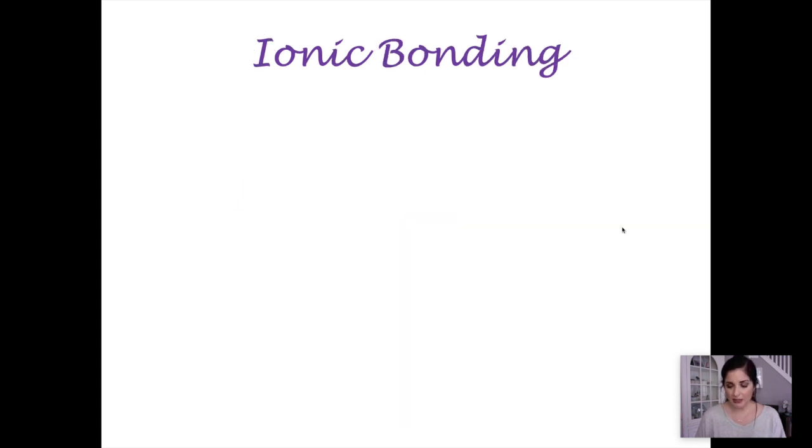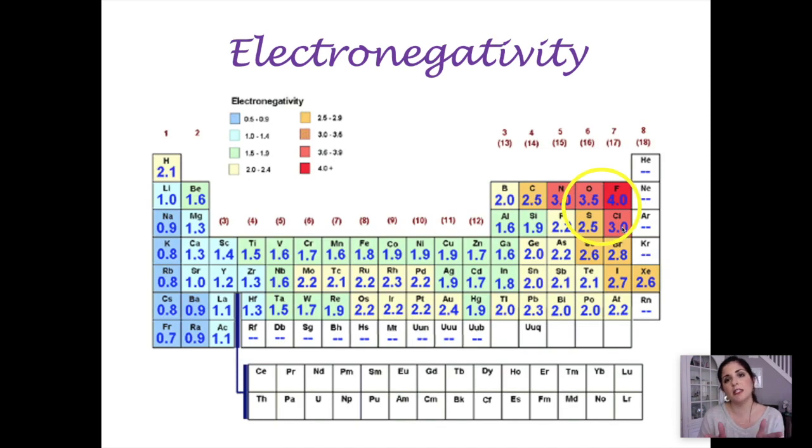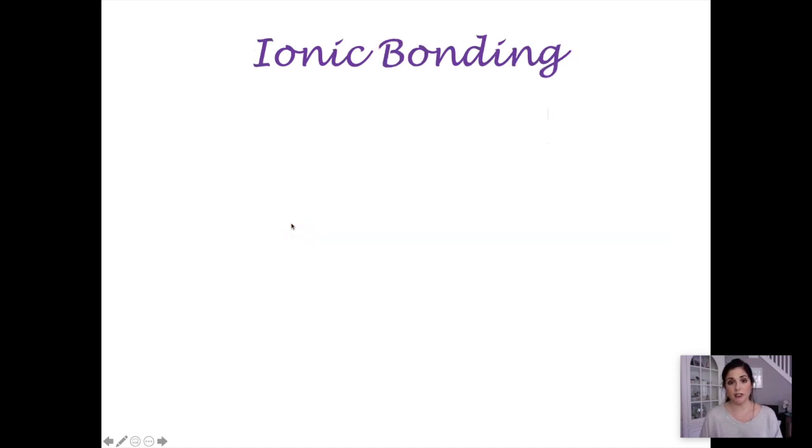And as you see for ionic bonding, an ionic bond is a complete transfer of electrons from a metal to a nonmetal. And when that happens, you generate two oppositely charged ions. So notice that this is always between a metal and a nonmetal. And that, like I said, is the best indicator of determining what type of bond will exist. The reason why it's always a metal and a nonmetal is because if we look back at this electronegativity chart, your nonmetals have very high electronegativities, and your metals have very low electronegativities. So your nonmetals can basically rip an electron away from one of your metals, which is why you have that transfer of electrons that occurs.